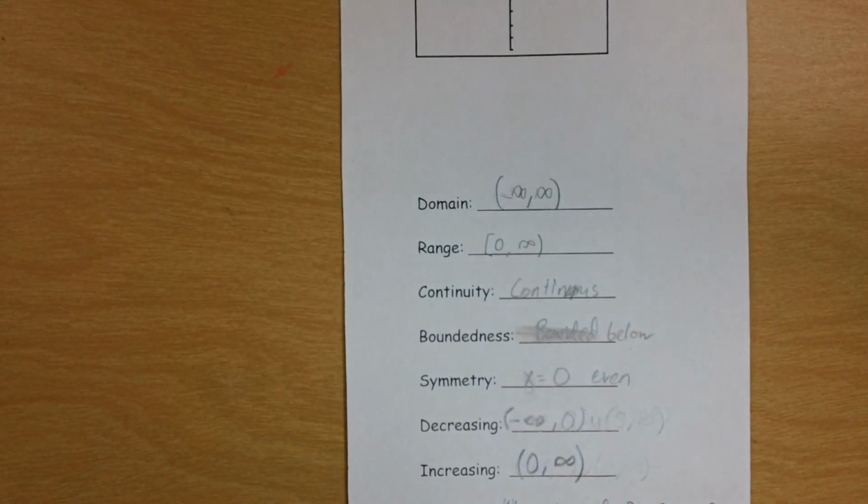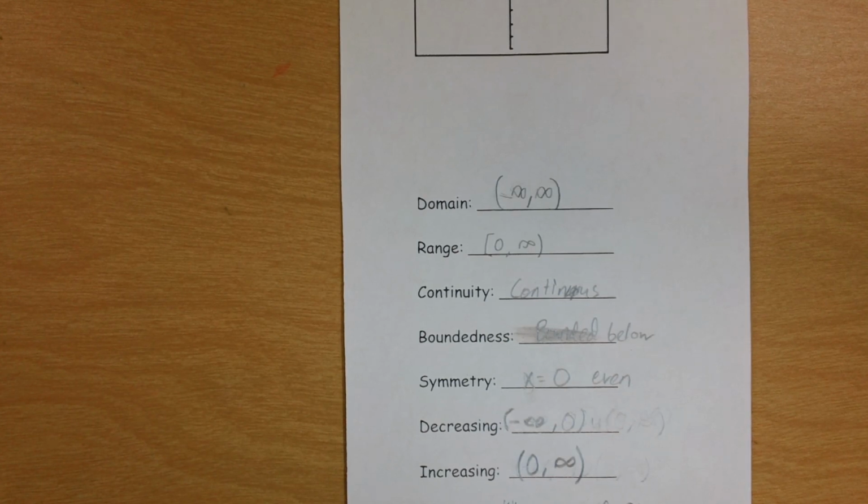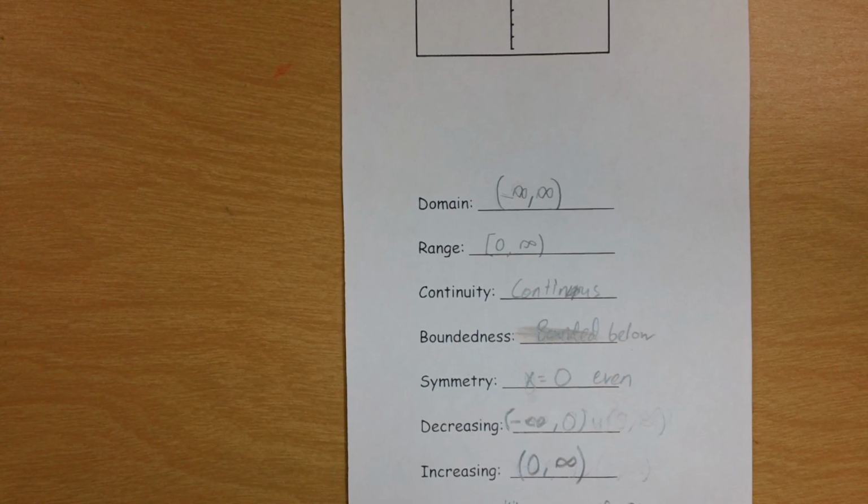The domain is all the x values on the graph of the equation. For f of x equals absolute value of x, the domain is negative infinity to positive infinity. The range is all y values on the graph of the equation. Ours is bracket 0, infinity, because the point 0, 0 is the lowest. So we have to use the bracket because it's equal to.